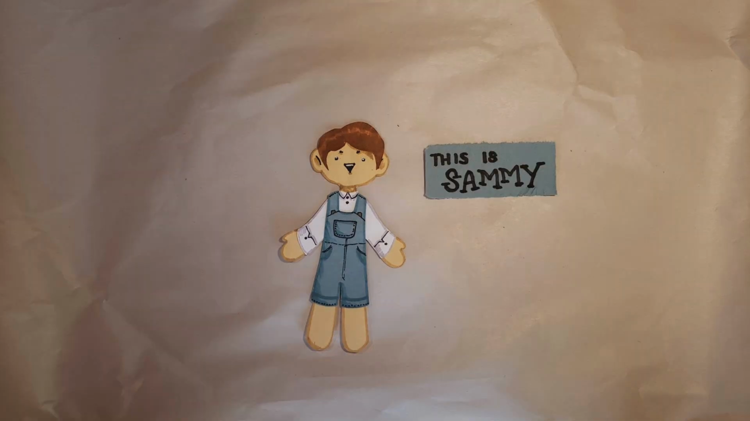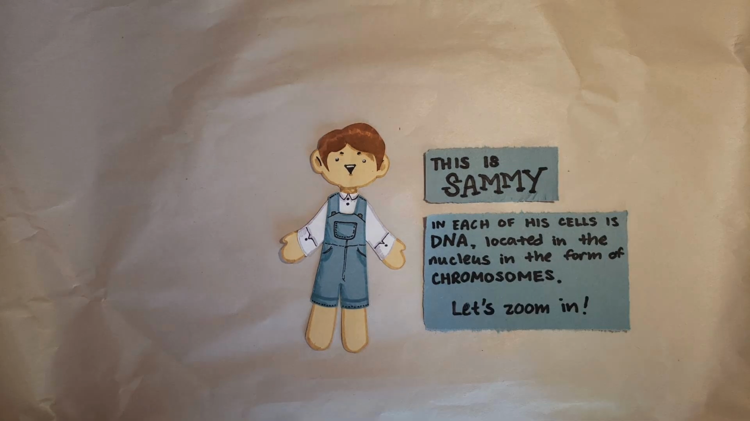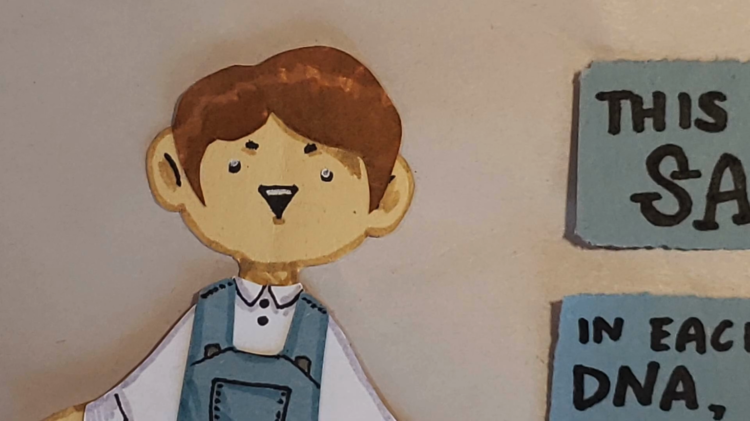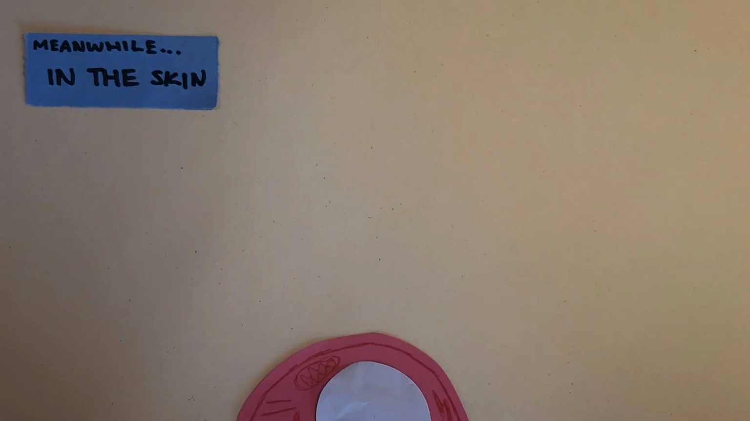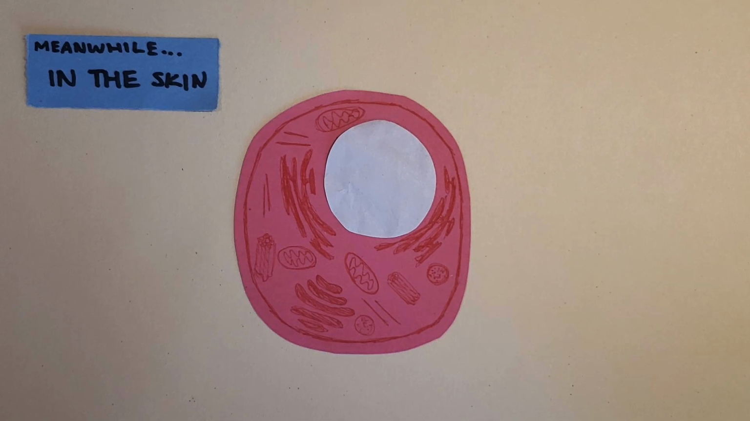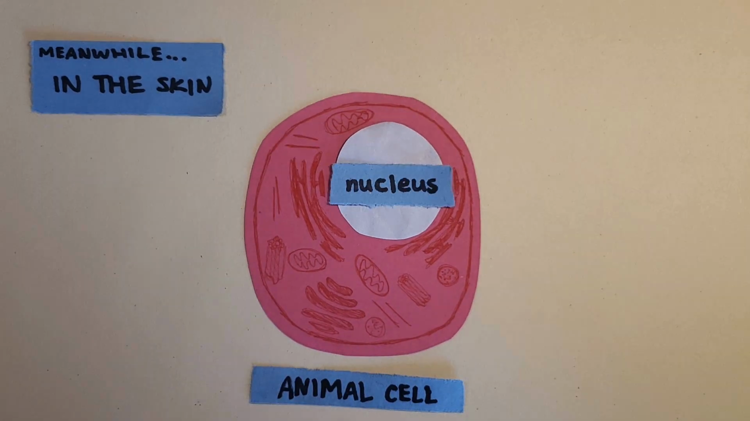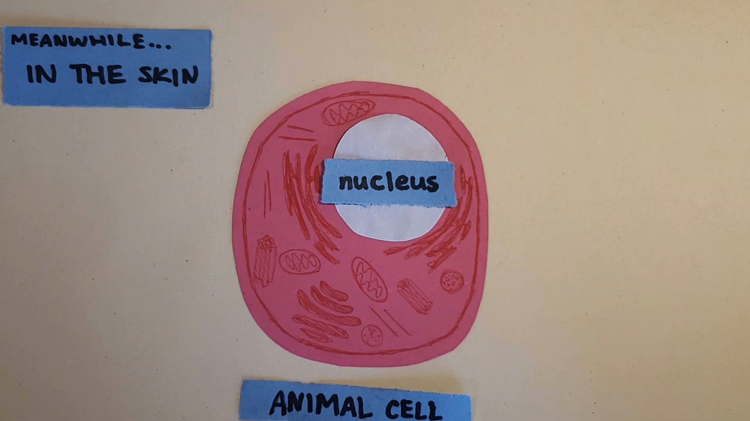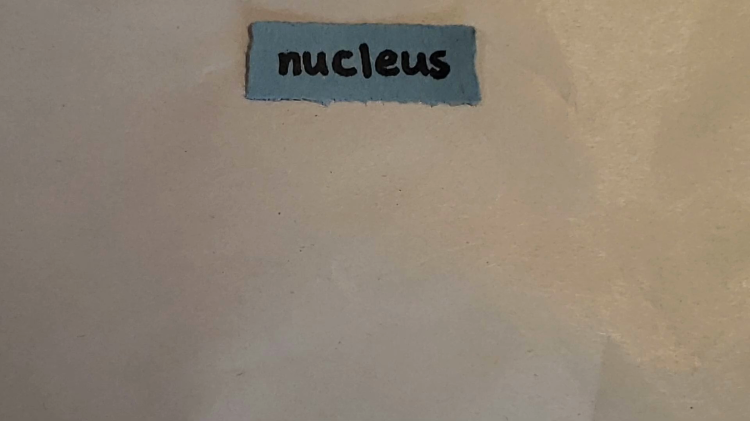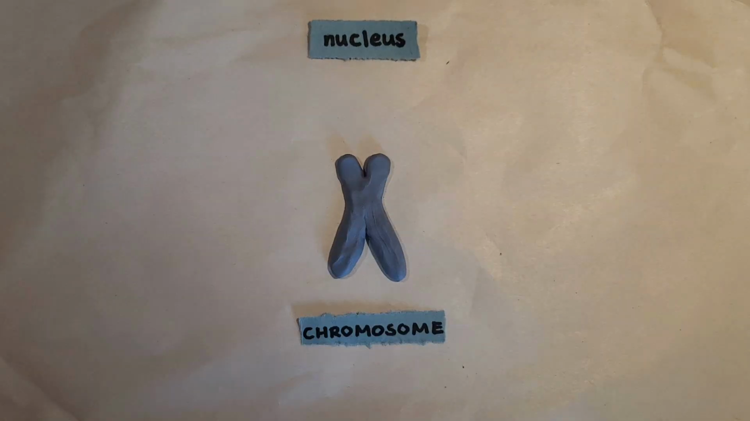This is Sammy. In each of his cells is DNA, located in the nucleus in the form of chromosomes. Let's zoom in. Here is one of his skin cells, or keratinocytes. It's an animal cell, and in its center lies a nucleus. The nucleus contains DNA in the form of chromosomes.